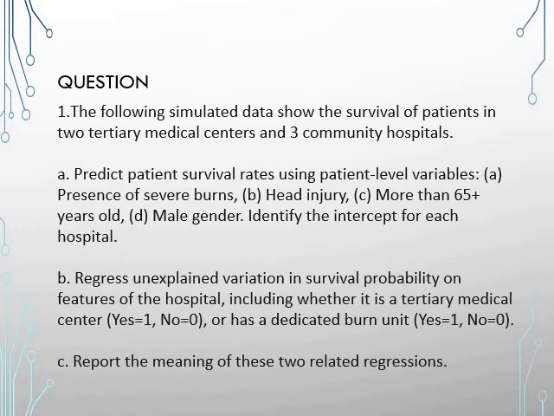Here's the question that we'll walk through for the remainder of the presentation. The following simulated data, which I'll show in the next slide, show the survival of patients in 2 tertiary medical centers and 3 community hospitals. Predict patient survival rates using patient-level variables. Identify the intercept for each hospital. Regress unexplained variation in survival probability on features of the hospital, and report the meaning of these 2 related regressions. Individual patient factors are the individual level variables, while the hospital features are the group-level variables.